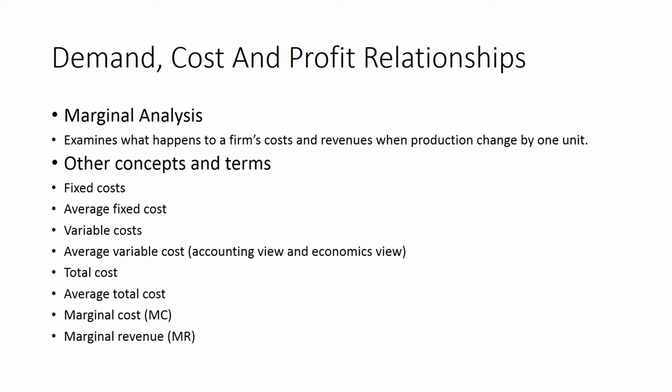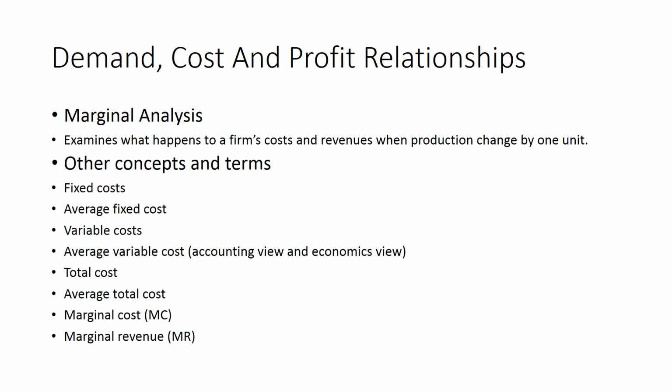Average fixed cost is total fixed cost divided by the number of units we produce. This declines as production increases and we spread the fixed cost over more products. Variable costs do change as we produce and sell more products. Examples are cost of goods sold and sales commissions. Average variable cost is total variable cost divided by the number of products produced.